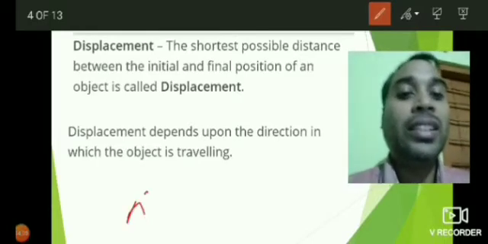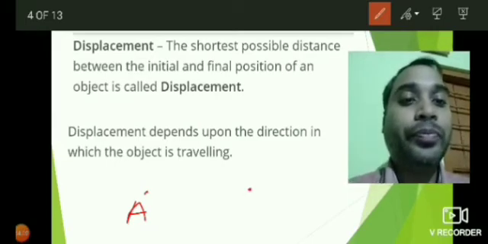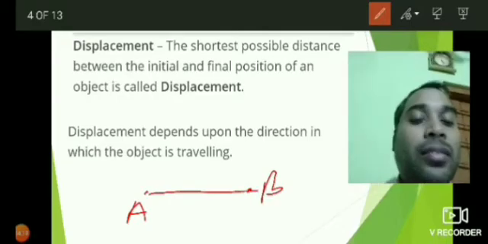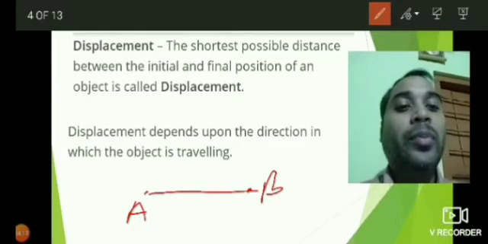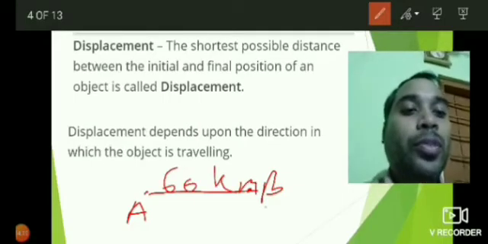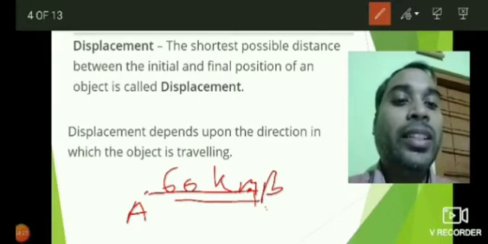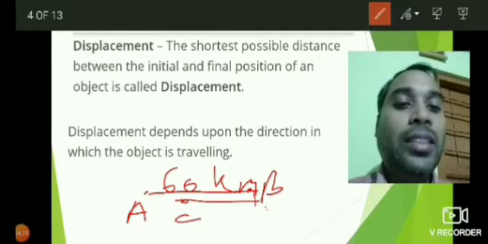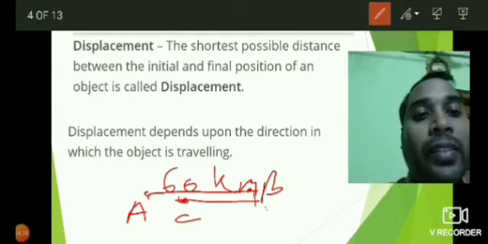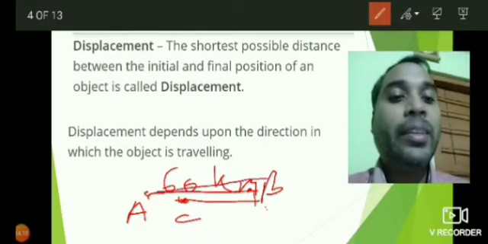Now if we consider this A as the initial point, and suppose B is a point, now the distance between A and B is, let's say, 60 kilometers. Now suppose after traveling to B, the object returns back to point C. Now C is the final position, and what is the initial position? A. Now here C means you have to consider the same straight line.